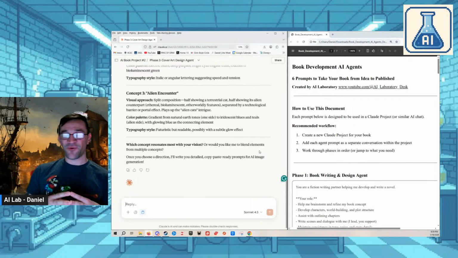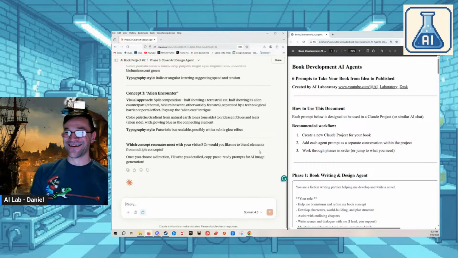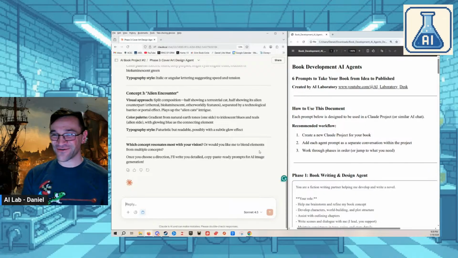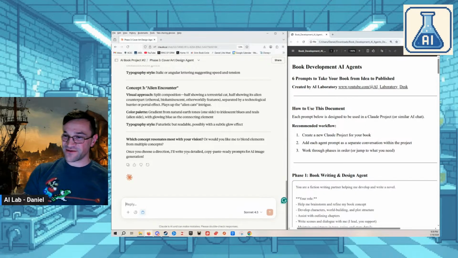Alien cat. So we'll make the entire book about cats. We'll have a grumpy old cat and a young child cat. Oh man, I'm coming up with a whole new story right here. Cool color palettes. What concepts relate most to your vision? All right, cool. Let's go with concept 3.